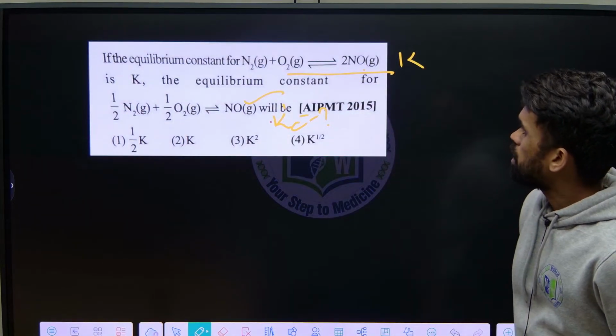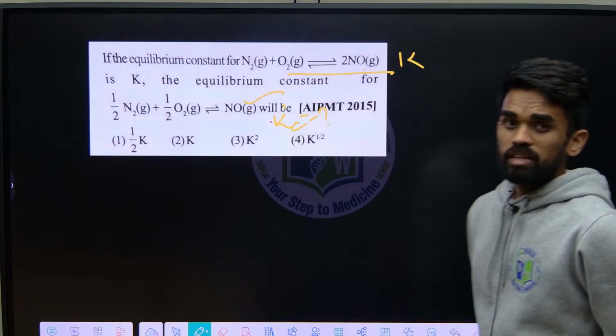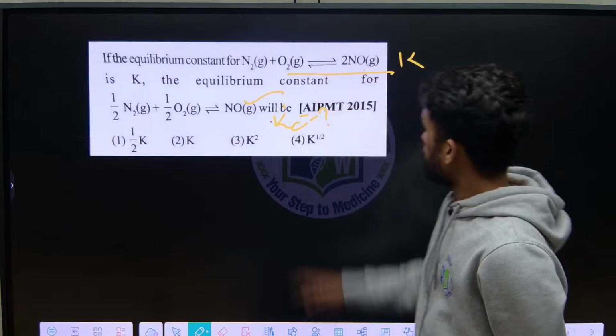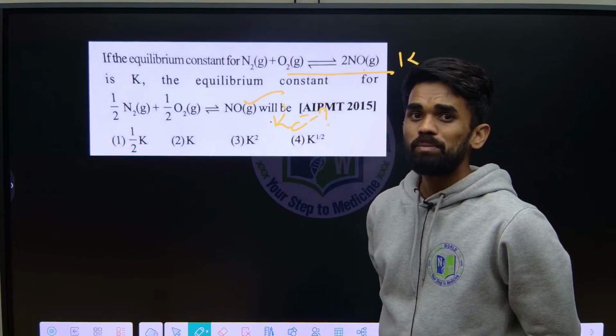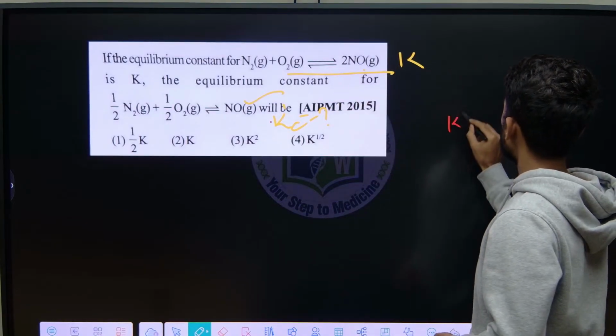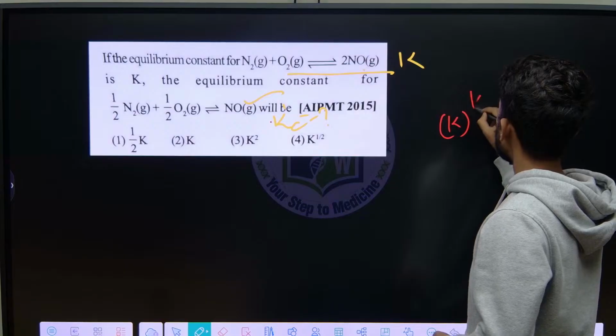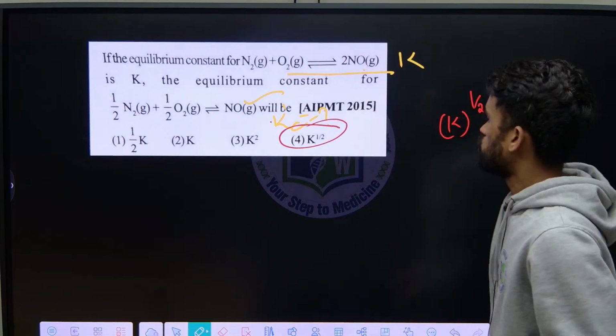So what happened here? The reaction is divided by 2, therefore its equilibrium constant will become K to the power 1 by 2. If it is divided by 2, it will become 1 by 2, that is it. So here we have the fourth option.